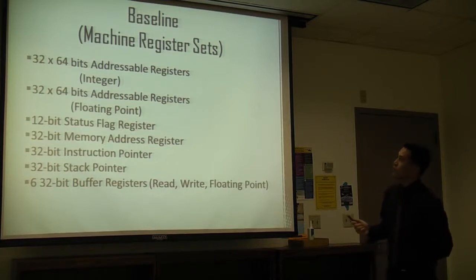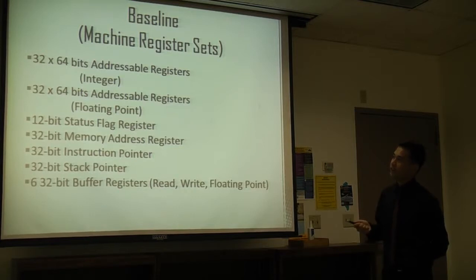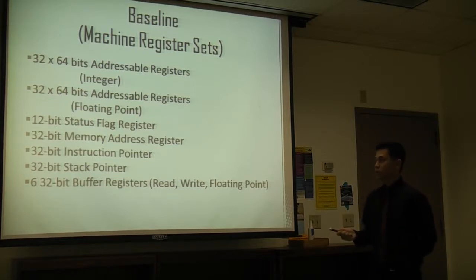For our machine register sets, we have 64 registers in total. 32 registers, which are 64 bits wide, are for the integer. We have 32 registers for the floating point instructions. We have a 12-bit status flag register. We have a 32-bit memory address register. We have a 32-bit instruction pointer. We have a 32-bit stack pointer. And we also have other 32-bit registers in the VIU.